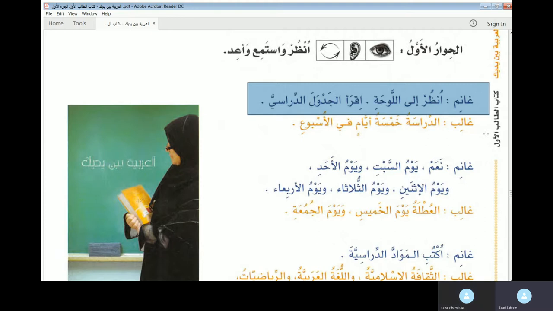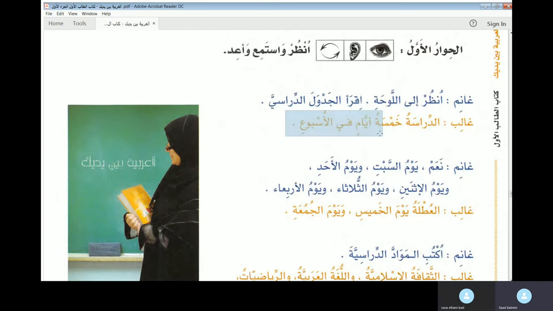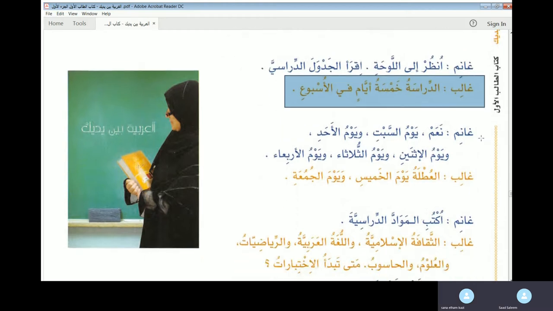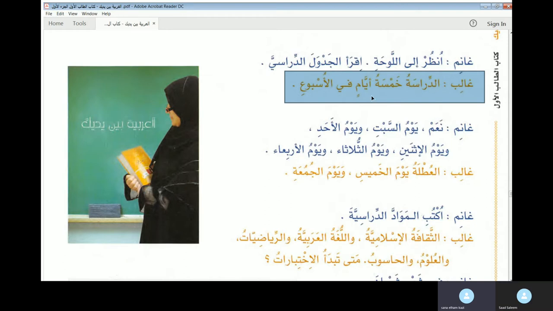Ghalib: ad-dirasatu khamsatu ayyamin fil usbu'i. Only, yes, okay. Ghalib ad-darasatu, the education, the study is for 5 days. The study of 5 days. Fil usbu'i, in a week. Study will be 5 days in a week.